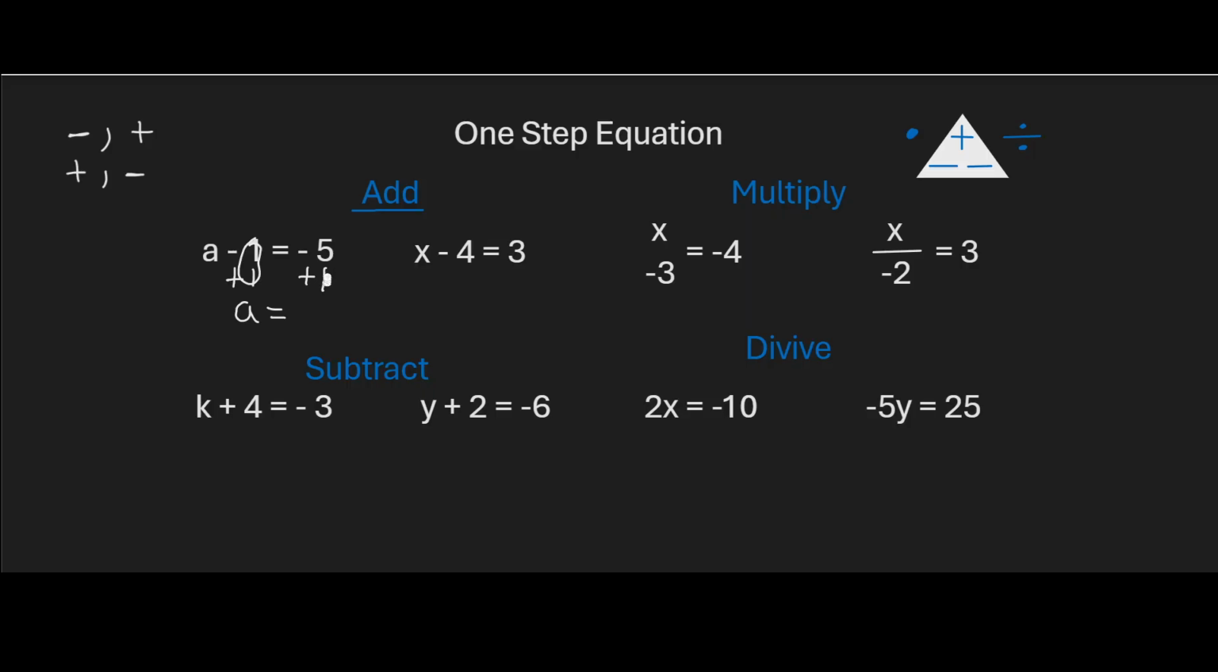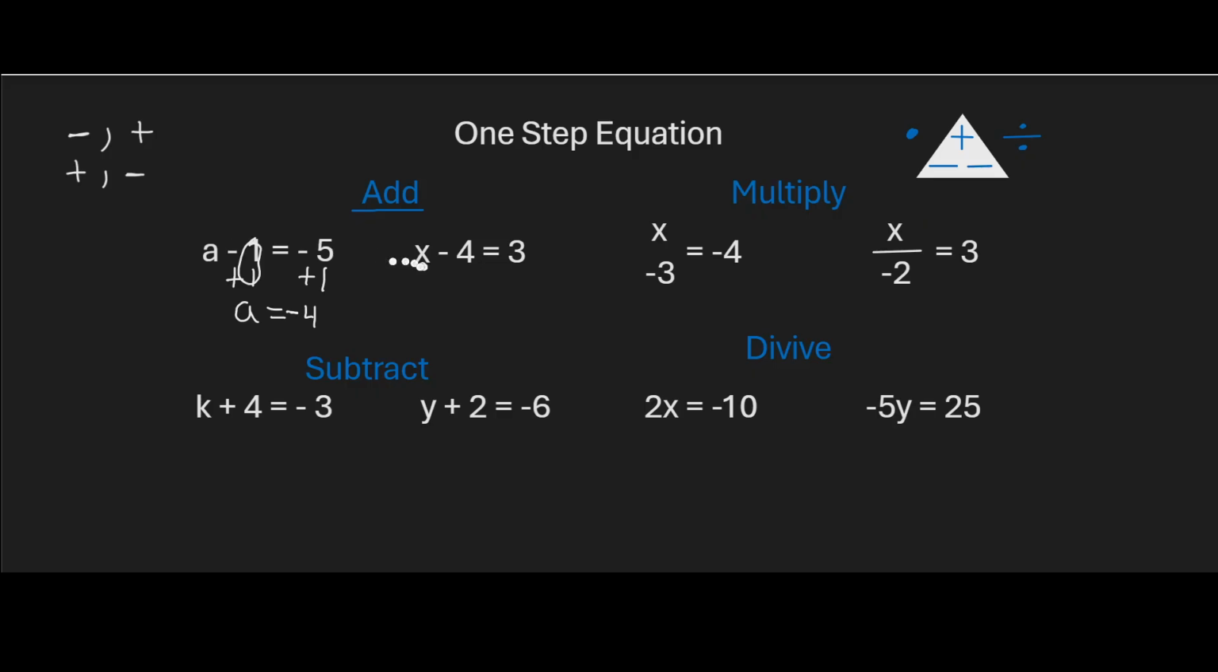On the other side, can you see that they have different signs? Whenever you have different signs, you're going to subtract and you're going to keep the sign of the biggest number. The biggest number is negative. That means that the answer should be -4. Okay, so the answer a equals -4. Remember, we're always going to do the opposite.